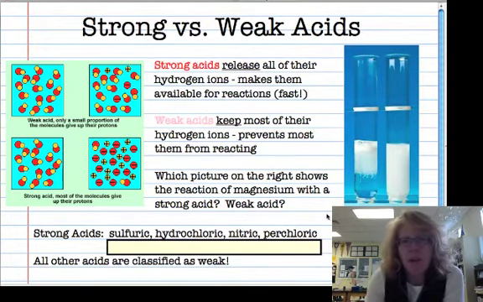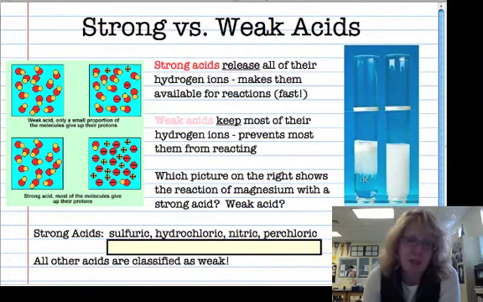So over here on the right, we have a reaction of a little piece of magnesium metal and two different acids. So which one do you think is going to be the strong acid and which one's the weak acid? Well, this one on the right here that's got all this reaction going on, this must be the strong one. It's got more hydrogens available to react with that magnesium metal that's in there. This one's a weak one, much slower reaction to it. There can't be as much hydrogen that's present.